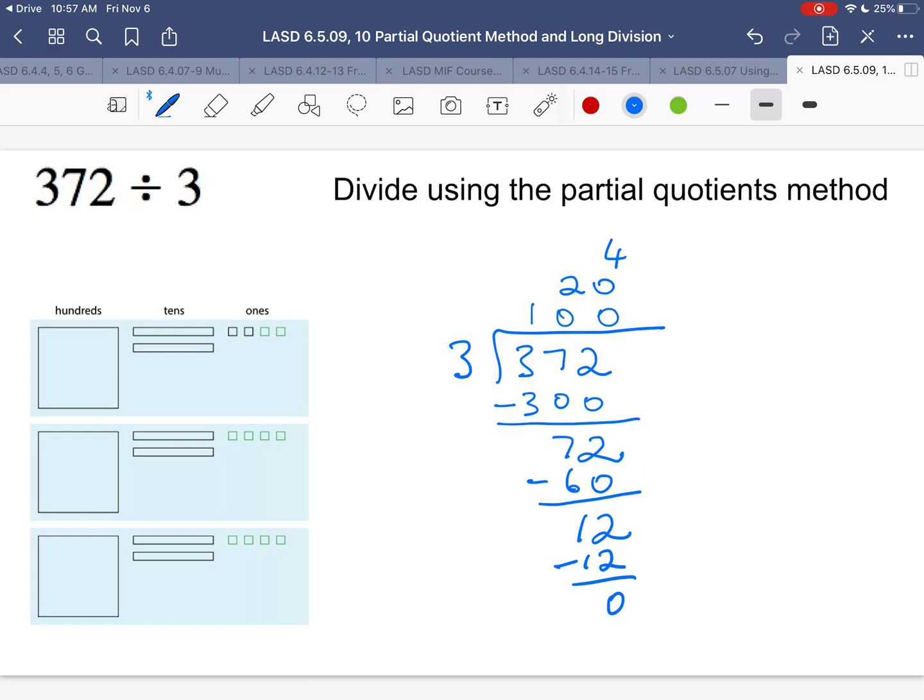So using the partial quotients method, I get my 3 partial quotients here, add them together to get the total. I get 124, which is what I saw here, 124.